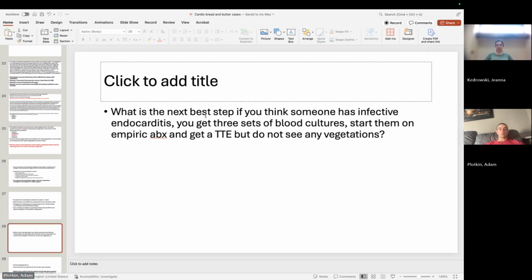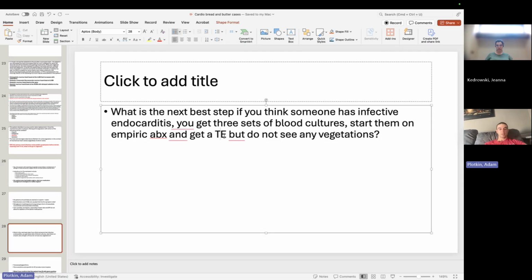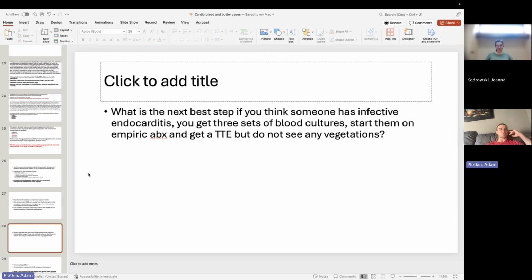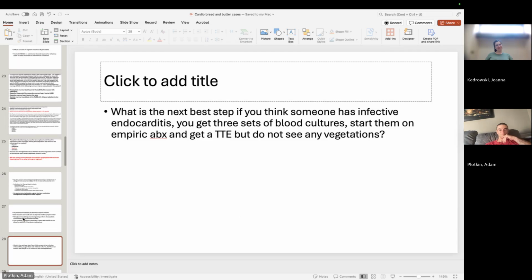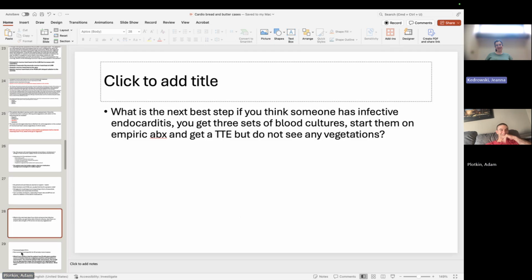All right. So with regards to infective endocarditis, moving forward, what's the next best step if you think someone has infective endocarditis? You get 3 sets of blood cultures, you start them on empiric antibiotics, and you get a TTE, but you don't see any vegetation. So I was right the first time. See, well, then I think we have to do a TEE to see the valves.